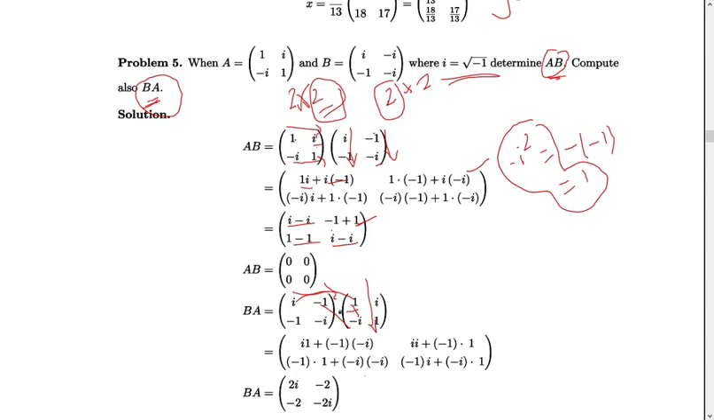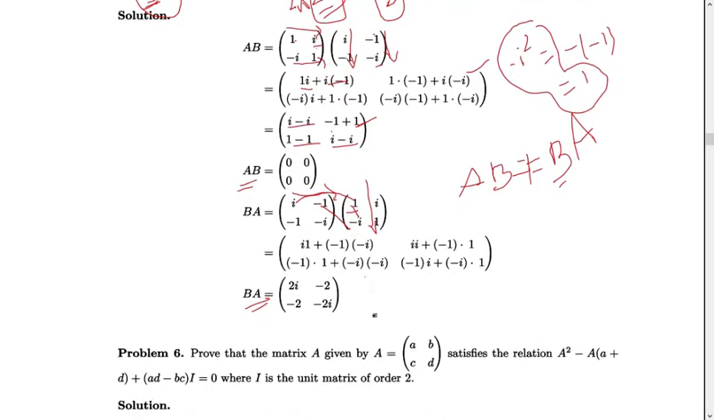Okay, in general from this we come to one conclusion. AB is equal to the 0 matrix, and B is a non-zero matrix. In general AB is not equal to BA. It's the general result.